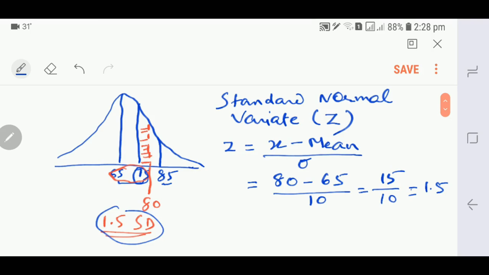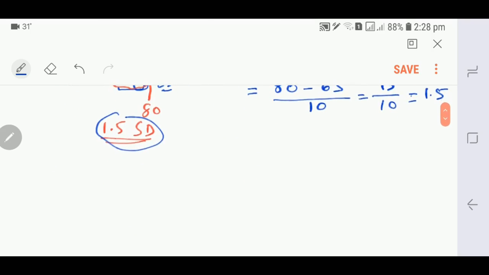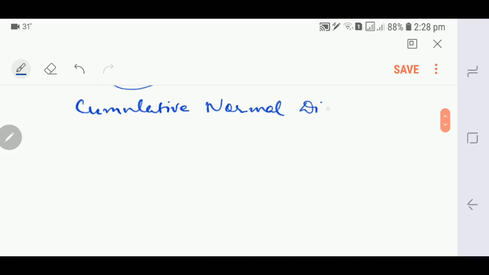Now from this point onwards, what you need to do is to go to a table which is known as the cumulative normal distribution table, and it will be provided to you in the examination also. So let me just write the name of that table: cumulative normal distribution table.